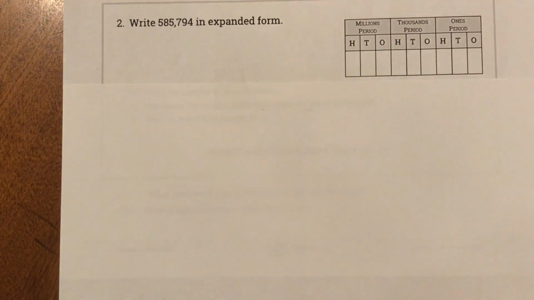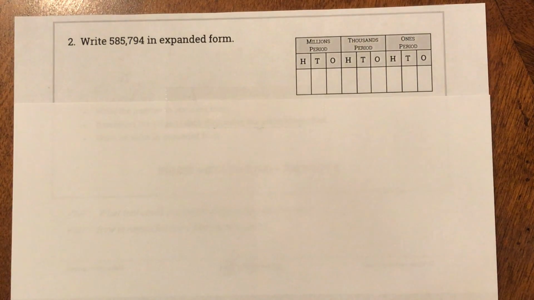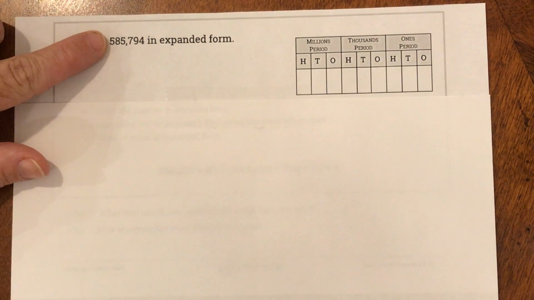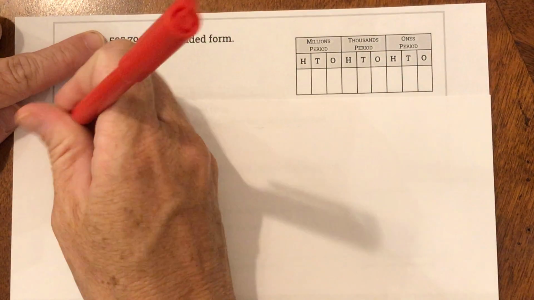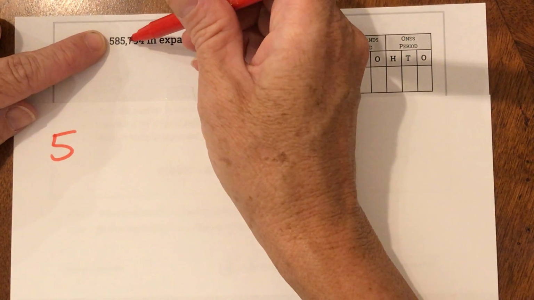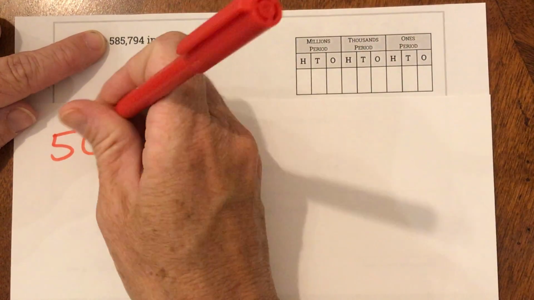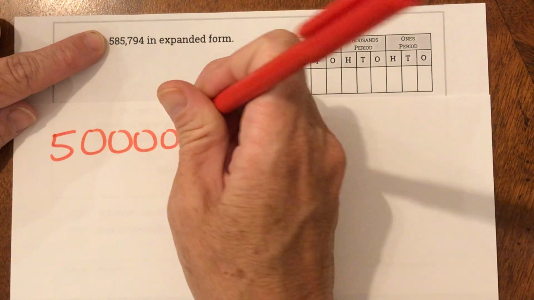Here's my next one. It says write 585,794 in expanded form. So this time, they already gave it to me in standard form, so they saved me a step. So now I just have to write it. So I have a 5, and I know that's in the hundred thousands, but I also know there are 1, 2, 3, 4, 5 digits after it.